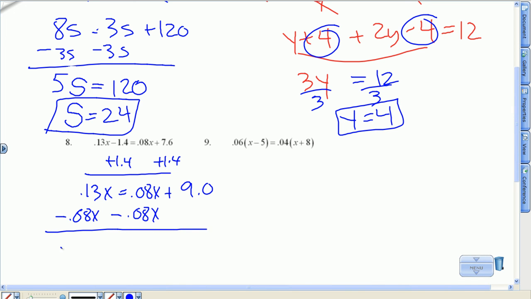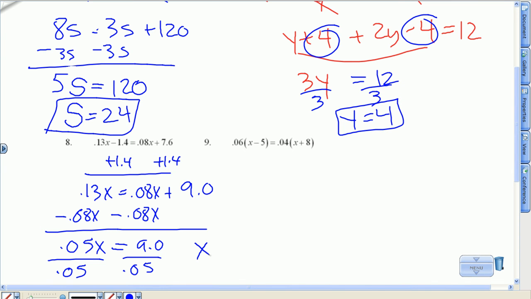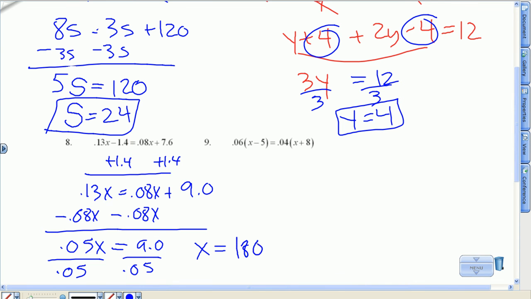I'm not going to violate any rules of algebra, and I will be fine. So this is going to be 13 minus 8 is 0.05x equal to 9.0. Divide by 0.05. Because I'm concerned about the decimal places, I'll do it on the calculator. 9 divided by 0.05. When you divide by something really small, your answer ends up being very large. You're cutting 9 up into super, super tiny slices, and that's why the answer is 180, which just seems like it's really big.